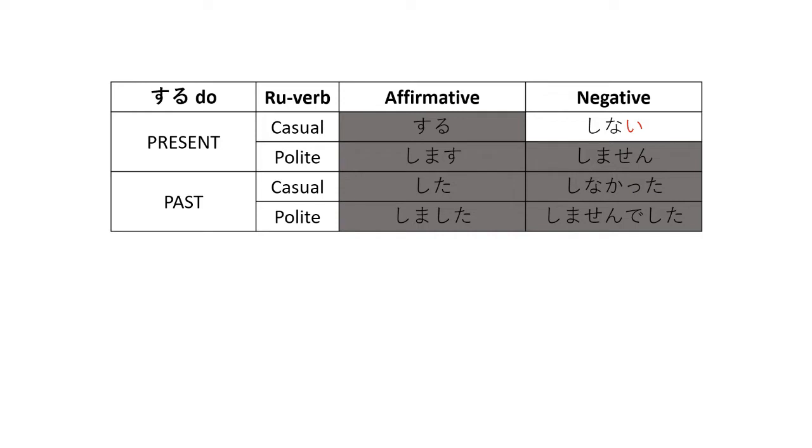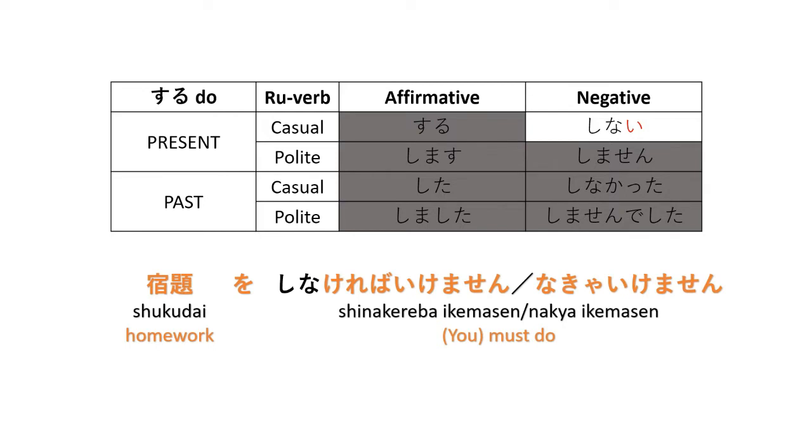Another verb is suru. So for suru, we have the conjugation suru, shimasu, shinai, shimasen, shita, shimashita, shinakatta, shimasen deshita. And our focus is shinai. For example, shukudai o shinakereba ikemasen or shinakya ikemasen. Here, as you can notice, shina comes from shinai, where we drop the hiragana I again and replace it with nakereba ikemasen, nakya ikemasen. That is the present casual negative form. Okay? Please remember.